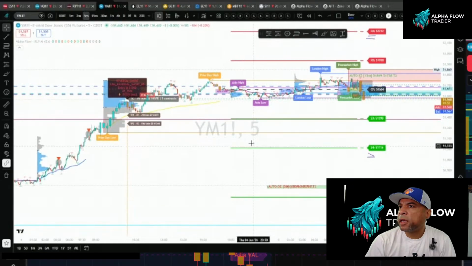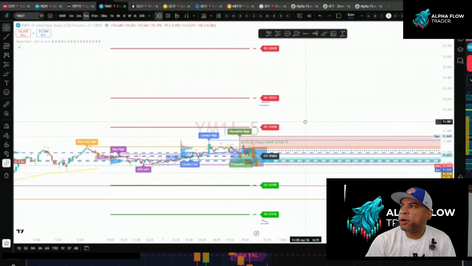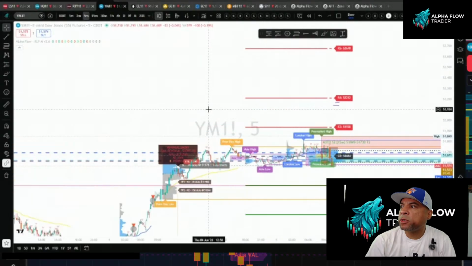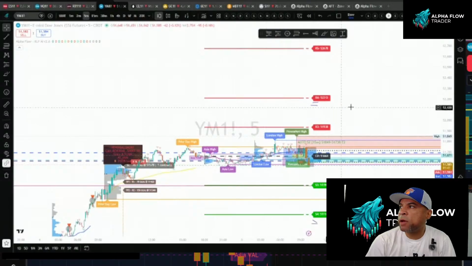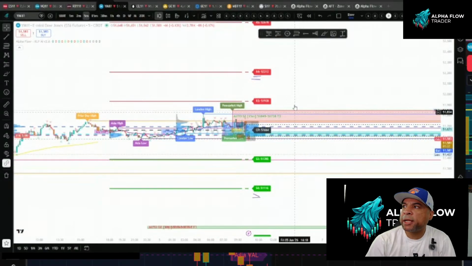I do like S4 right here, just below prior day's low. And we are heading in that direction at the moment. And let's look at R4. Now, if it gets to R4, that looks like that would be all-time highs. So either R4 or S4 look like decent levels to look for reversals.